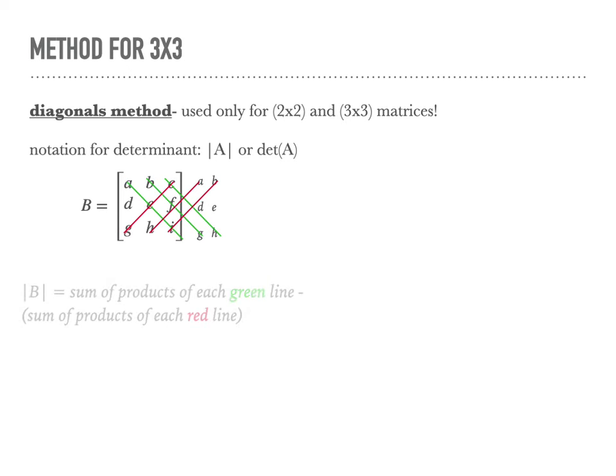So the determinant of B is the sum of the products of each of the green lines minus the sum of the products of each of the red lines. Notice that, similar to using the 2x2 method, we're also finding the difference between the two sums. So let's say we have this following matrix B. Now let's find the determinant.